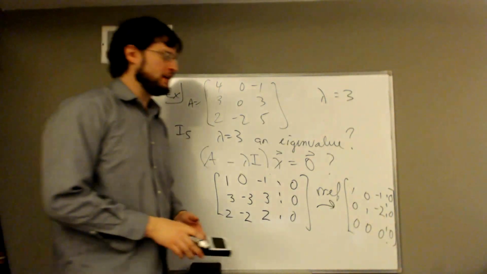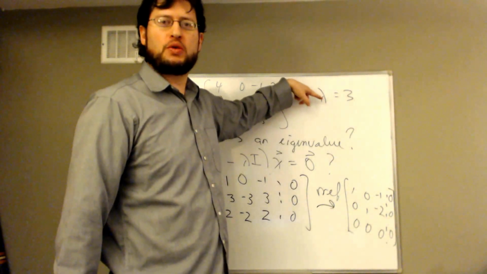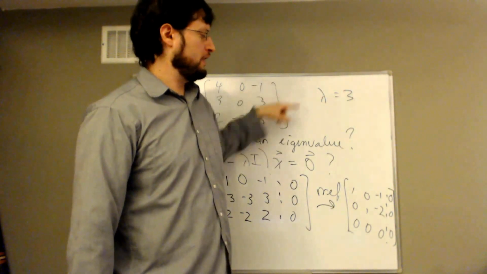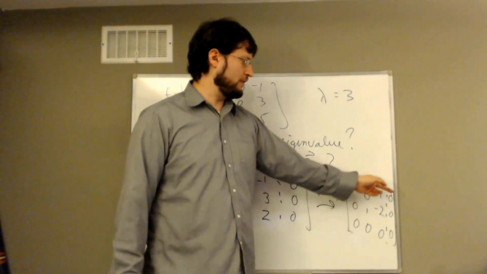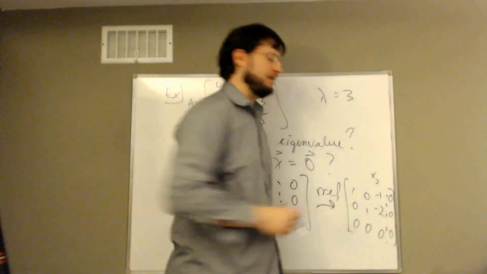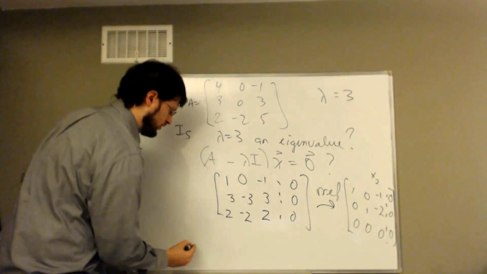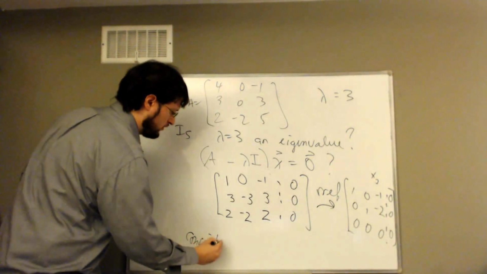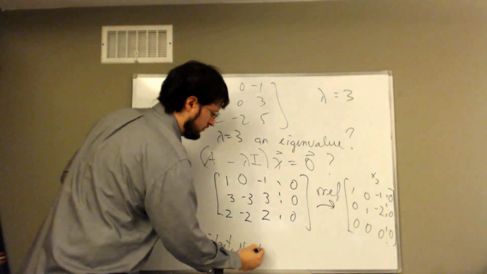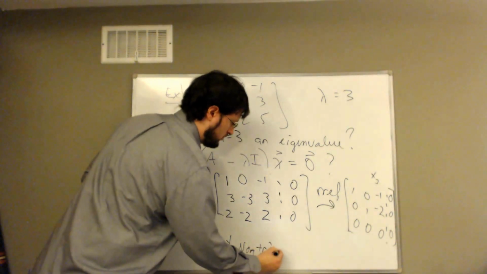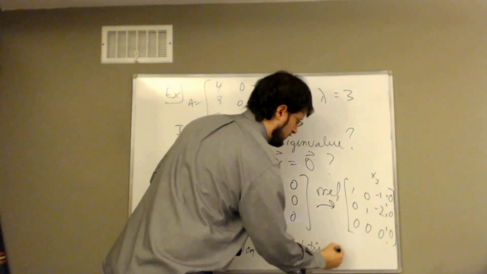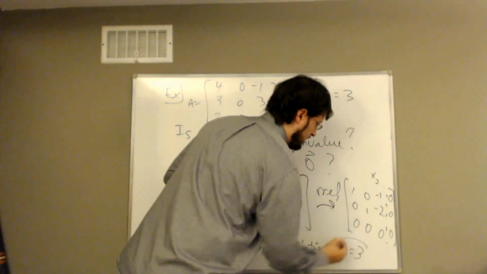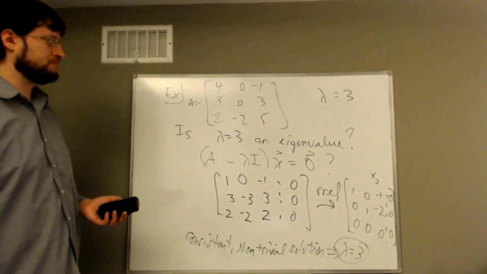So we look at this and say, we should be able to answer now, does lambda equal 3 correspond to an eigenvalue? And the answer is yes, it's consistent. But not only is it consistent, I have a free variable. So I have a non-trivial solution. Right, so consistent, non-trivial solution. So that tells me that lambda equals 3 is in fact an eigenvalue.